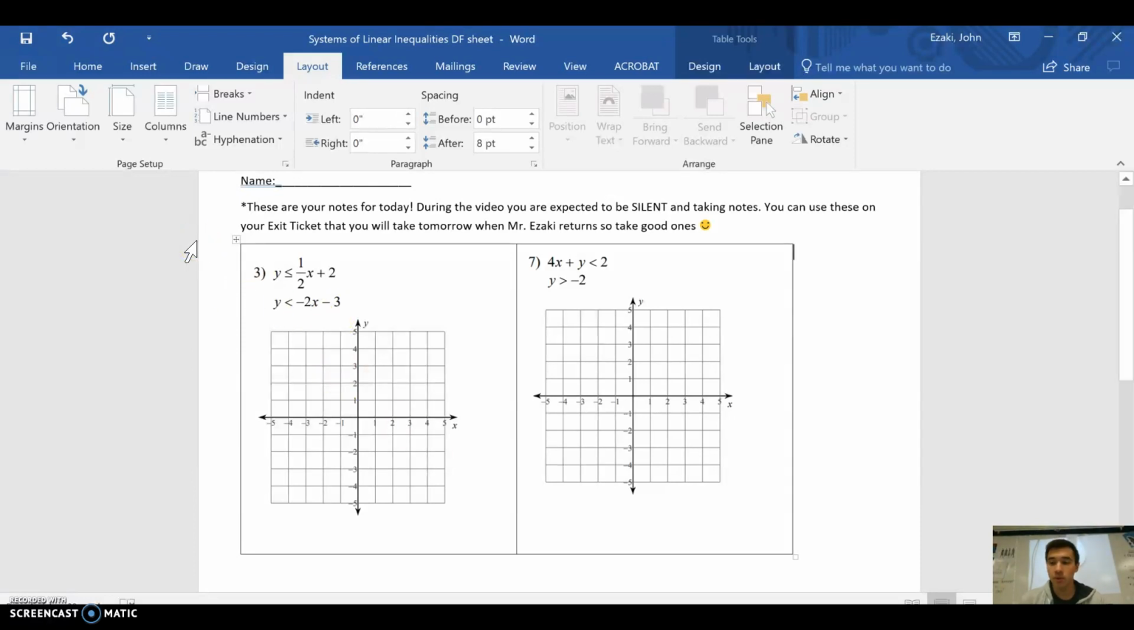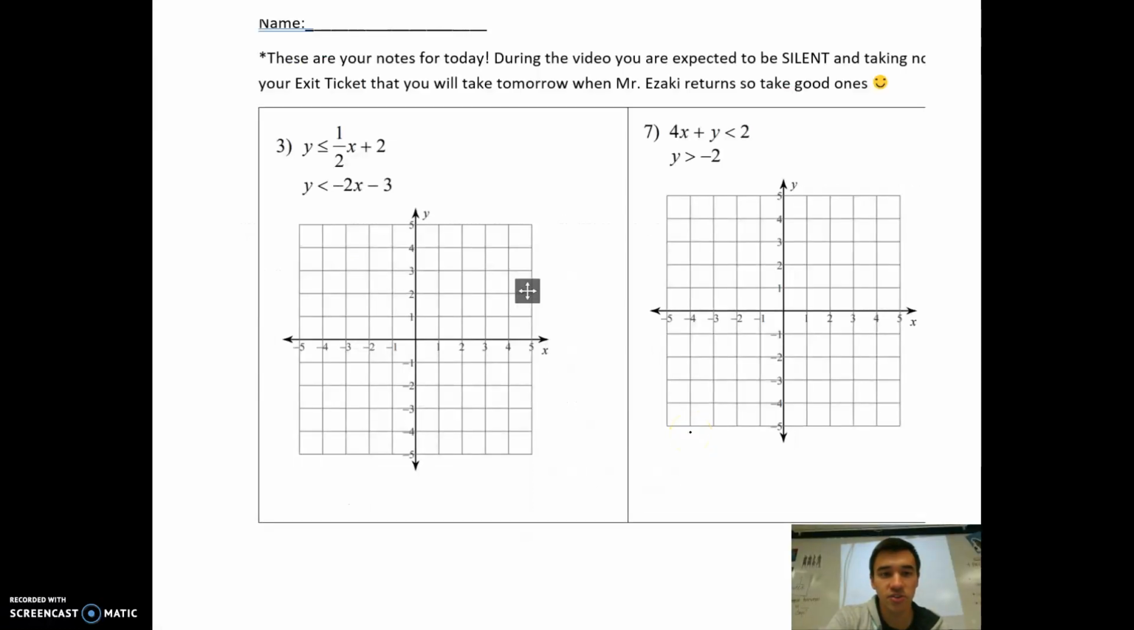Okay, what I want you to do first is think, how would we graph this first inequality? I see y is less than or equal to 1/2 x plus 2. The first thing you should do is recognize that this is already in slope-intercept form. Y is by itself, so we can just start at the y-intercept, which is positive 2. Put your dot at the y-axis at positive 2. Okay, not my best, but it's right there.